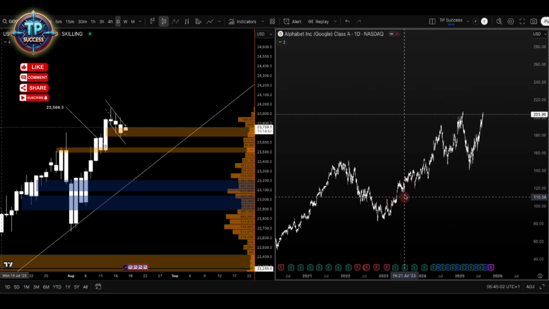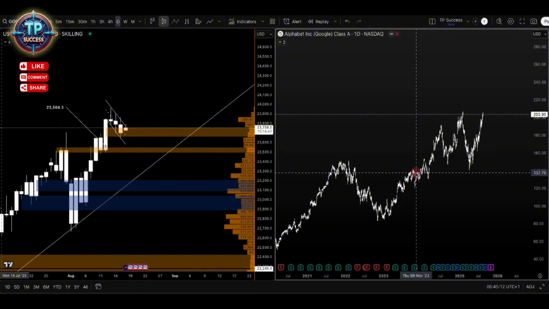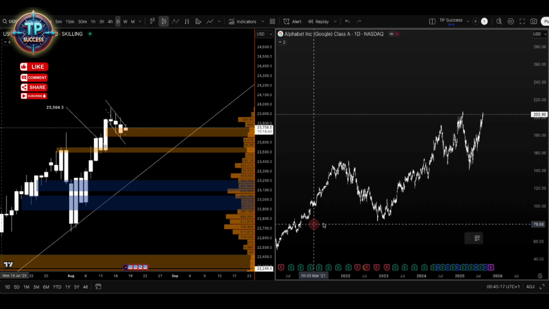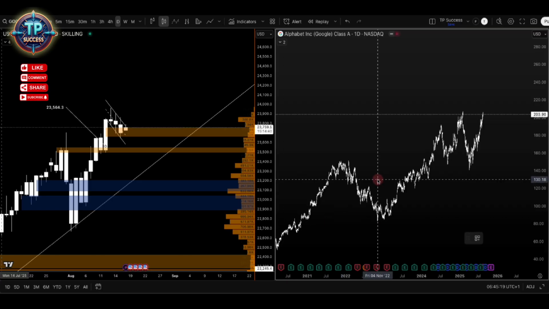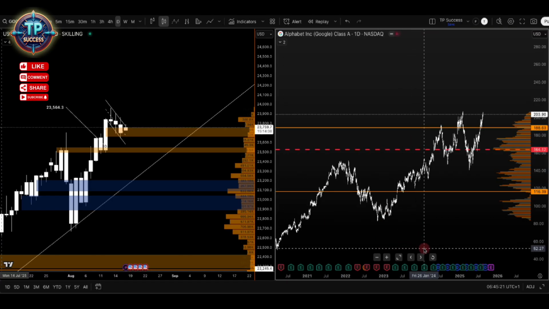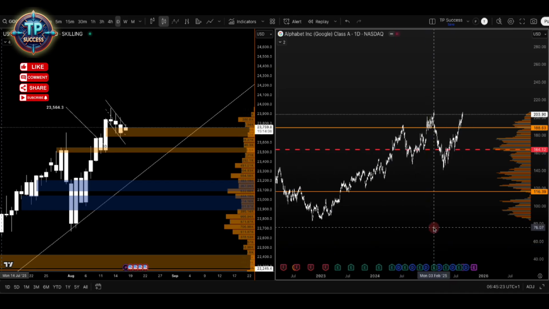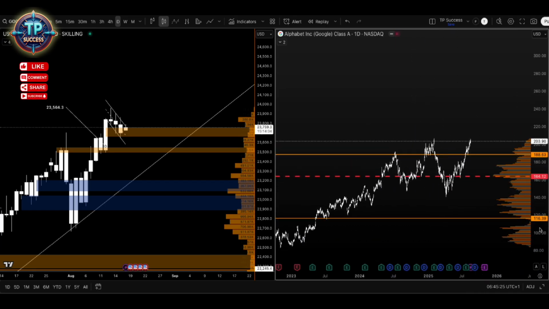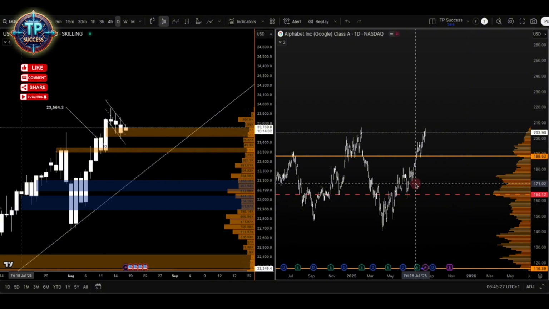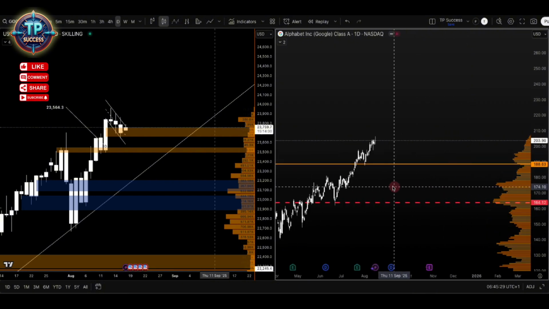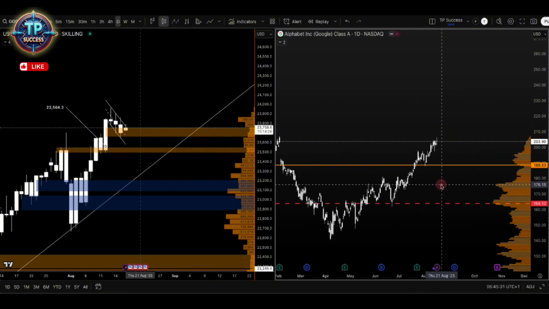So this particular Alphabet, Google Class A stock is pretty much identical to what we've just seen with Amazon. It's pretty much the same sort of data. So what I want to do once again is drop the volume profile on here. Because like I say, if you're not using the volume profile, you're really doing yourself a disservice. You want to have this on your chart. You want to be using this particular tool.